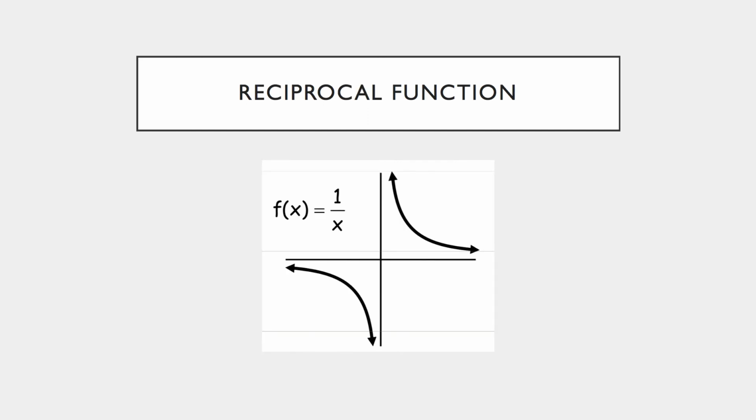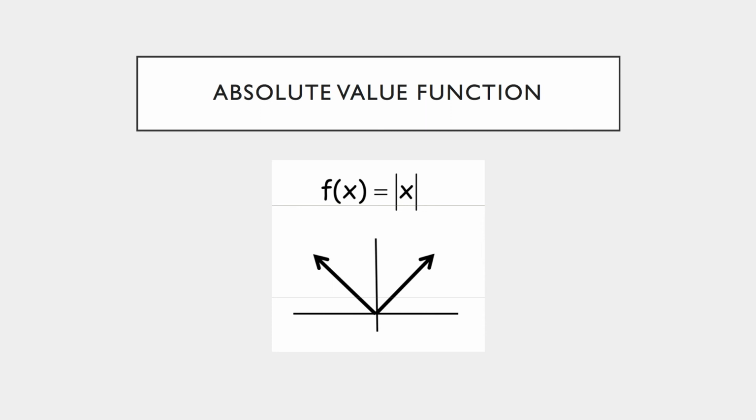The reciprocal function is the function f of x is equal to 1 over x, and the graph has a curve in the top right and the bottom left. And finally, we have the absolute value function, f of x is equal to the absolute value of x, and this graph makes a V with the vertex at the point 0, 0.